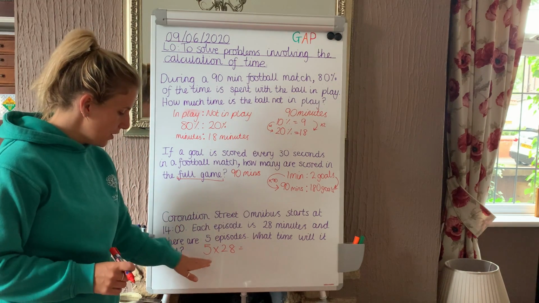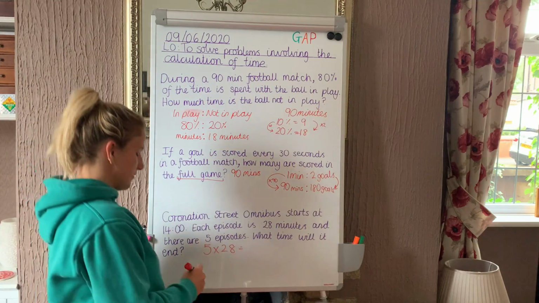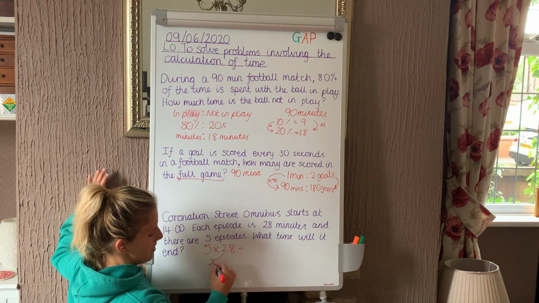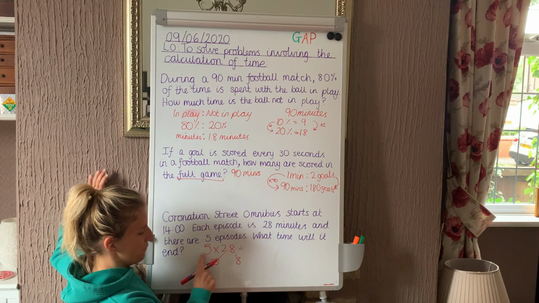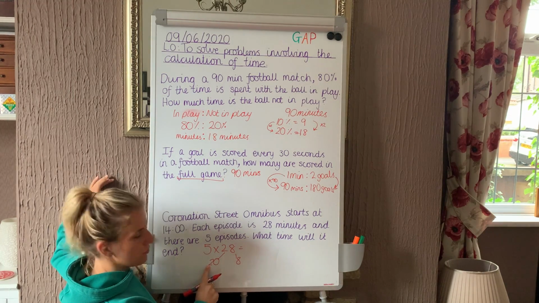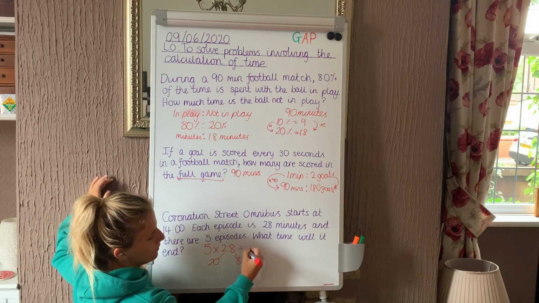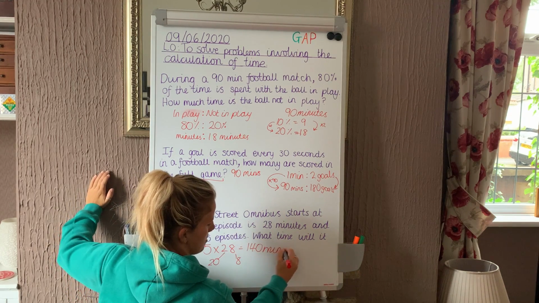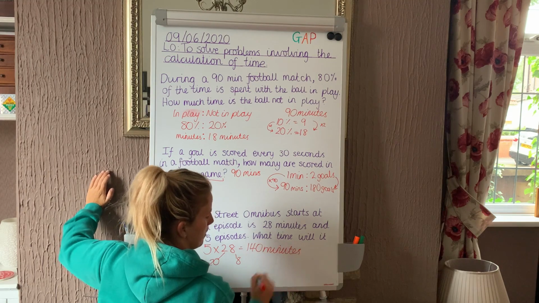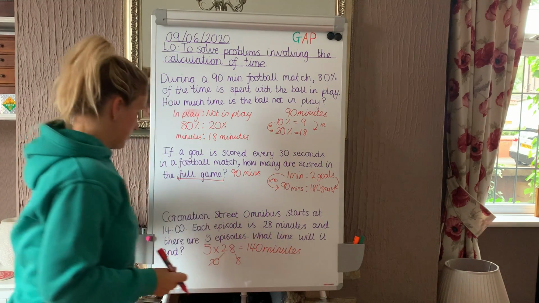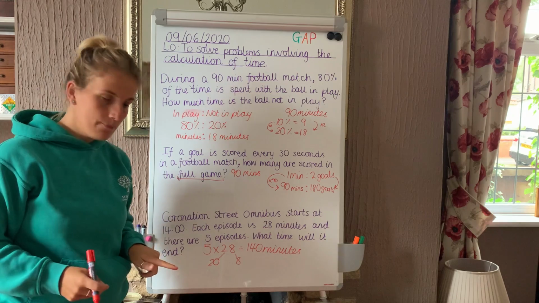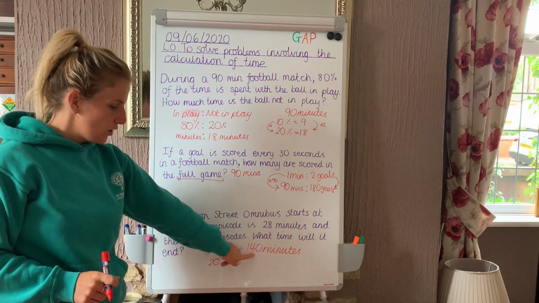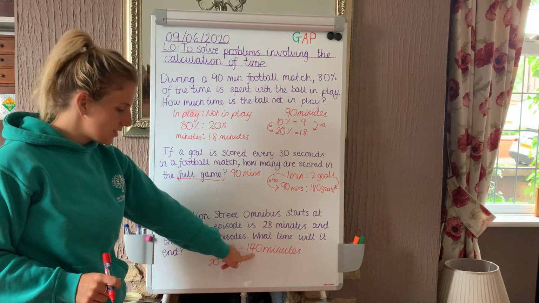Okay, well done. So I partitioned this to calculate it. Let me bend down, sorry. So I did 20 and 8. So 5 lots of 20 is 100 and 5 lots of 8 is 40. So it's 140 minutes, okay? If it started at 2 p.m. or 1400 hours, we need to add 140 minutes.